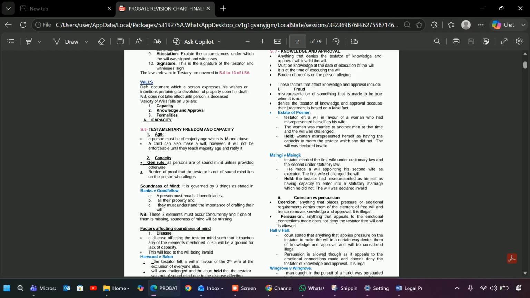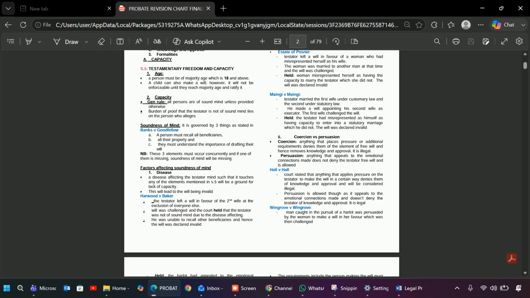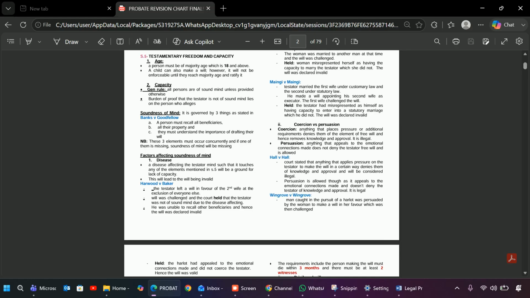The other factor that affects knowledge and approval is coercion and persuasion. Coercion means that anything that places pressure or additional requirements denies them of the element of free will and hence removes knowledge and approval. It is illegal. Persuasion, on the other hand, anything that appeals to the emotional connections made does not deny the testator free will and is allowed.